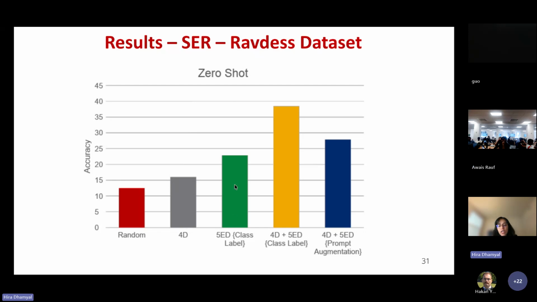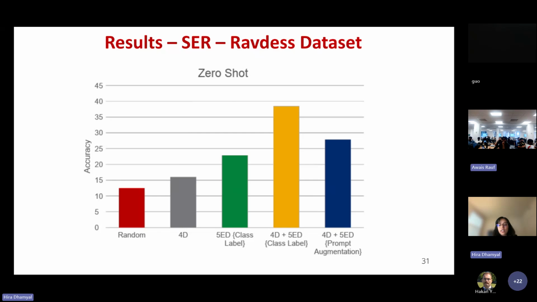The green bar here is you take the CLAP model and you train it just on the emotion data sets from scratch. 4D, the yellow bar here, 4D plus 5ED, is where you fine tune it on the emotion data sets with just the class label. And the blue bar here is you do the prompt augmentation in the way that I spoke about. So the sad part here is that with the prompt augmentation, we see some regression in the performance. The performance decreases when we include the prompting methodology.